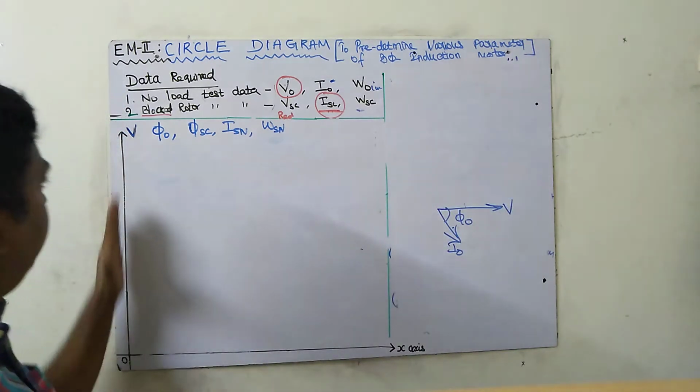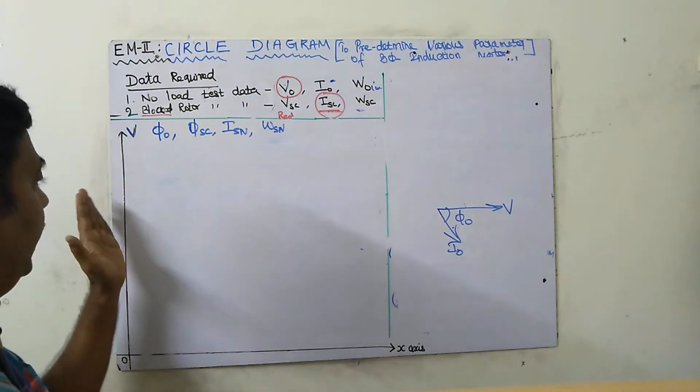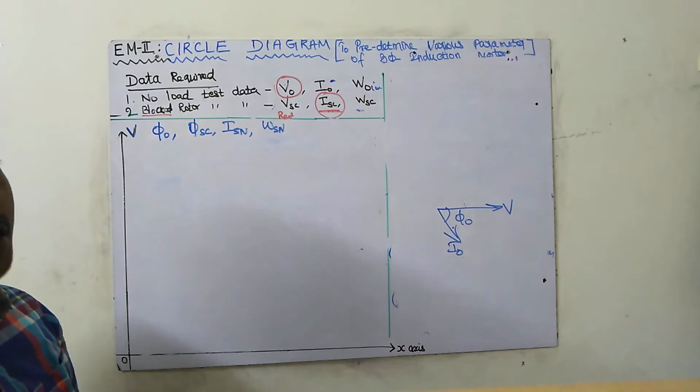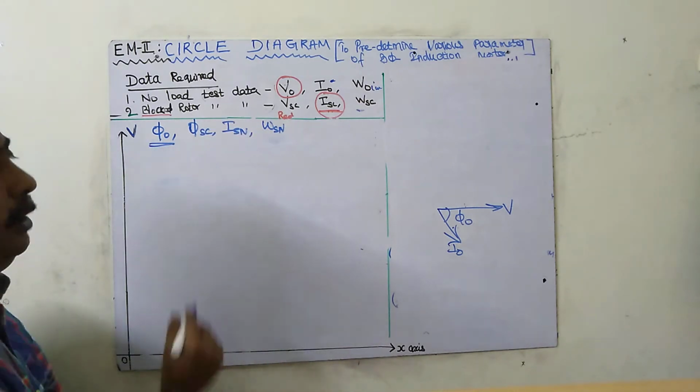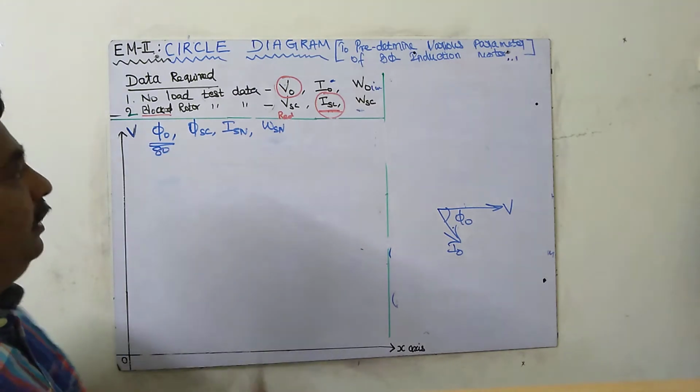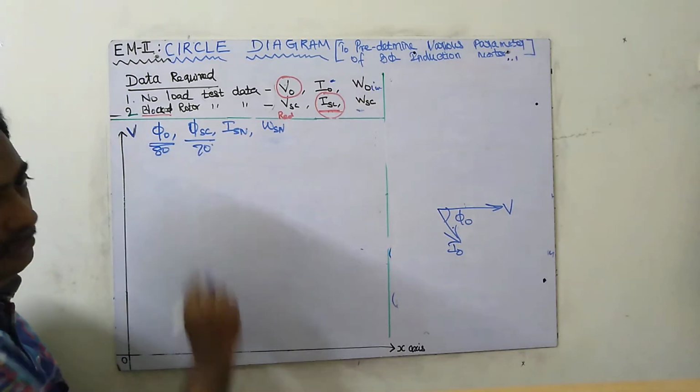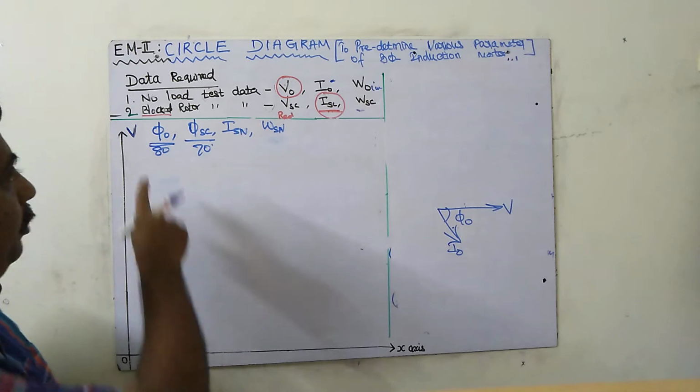But with voltage on the y-axis, how much will it lag? It will lag from here by the angle phi naught. Phi naught is a known quantity. It will be almost 80 degrees, maybe 70 degrees, almost. I am not telling it accurately. It will be almost 80 degrees.